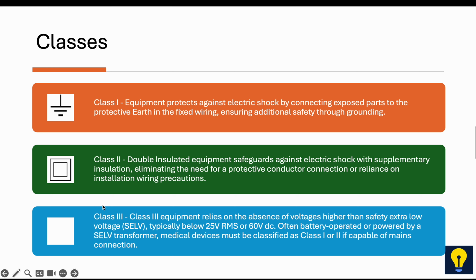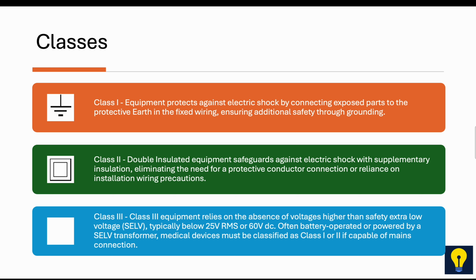And this is a common way to distinguish class 1 medical devices. There are other ways. One way is 2 fuses in the IEC socket. That's another way of identifying class 1 medical devices.